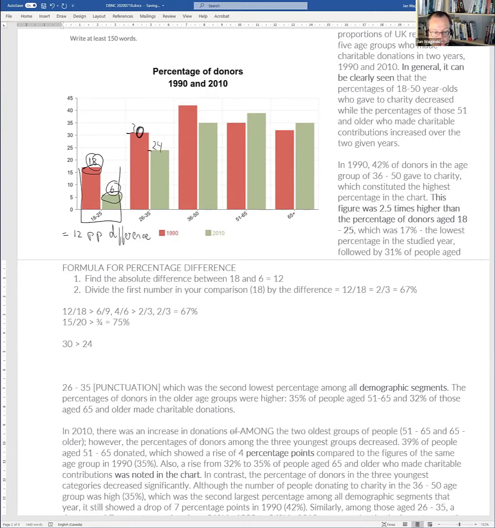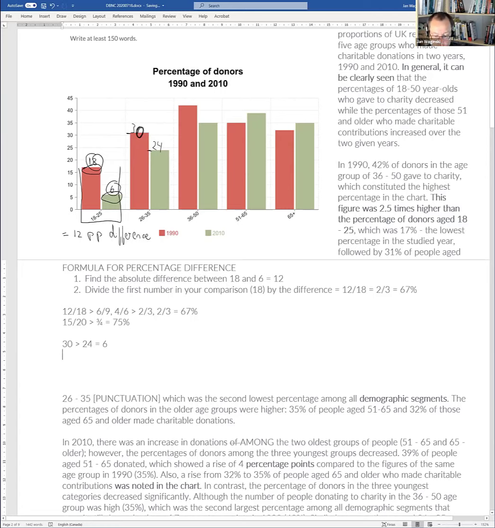If it changed from 30 to 24, what is the percentage or fraction difference? First we have to find the actual difference. That equals 6, that's our first step. So from 30 to 24 equals 6. What's the second step? We divide 6 by 30. Equals 0.2, 1 over 5. You're all trying too hard.